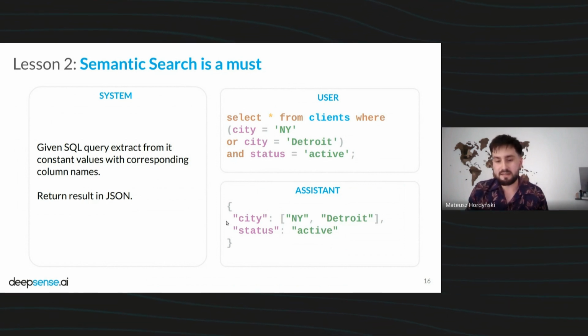And our model was able to extract these values from the query. As you can see here, we have city. So for the city index, probably we need to extract the constant values: we have New York, we have Detroit. And what we can do here, we can query the city index with these values, and we can replace the values in the query with the closest match.